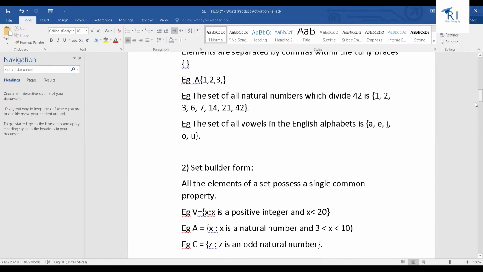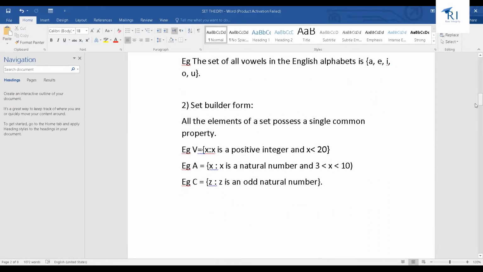Now in set builder form, all the elements of a set possess a single common property. Like you can see in the example, V is equal to, we write a brace here, {x : x is a positive integer and x is less than 20}. It's represented like that. Then we can work out which numbers are less than 20. That will start from 1, 2, 3, 4 and go up to 19. This is how we represent sets.